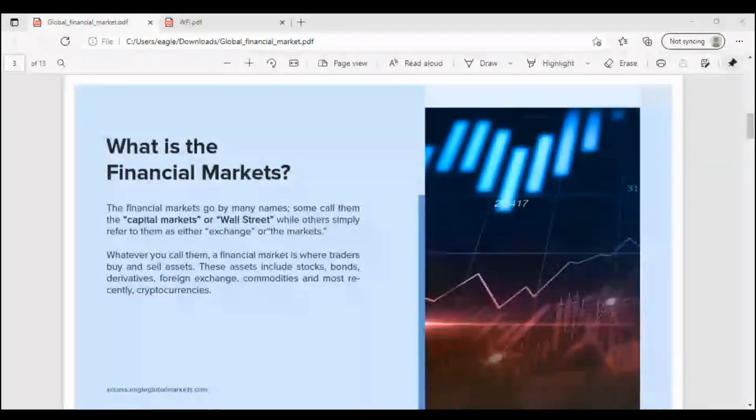Let's go. We have the first slide here. What is the financial markets? The financial markets go by many names. Some call them the capital markets, some call them Wall Street, while others simply refer to them as the exchange or the markets. Whatever you call them, a financial market is where traders buy and sell assets. Assets are always financially based. These assets include stocks, bonds, derivatives, foreign exchange, commodities, and most recently we have the bubble, which is cryptocurrencies.